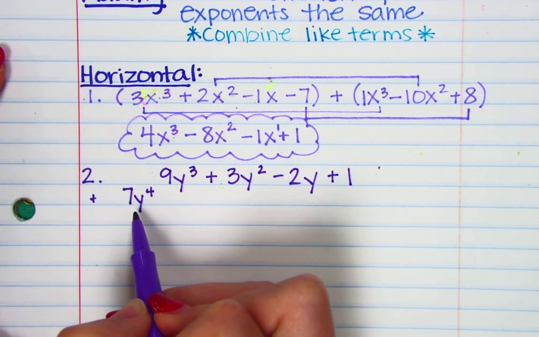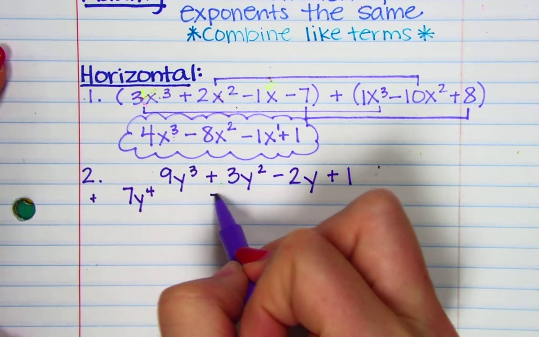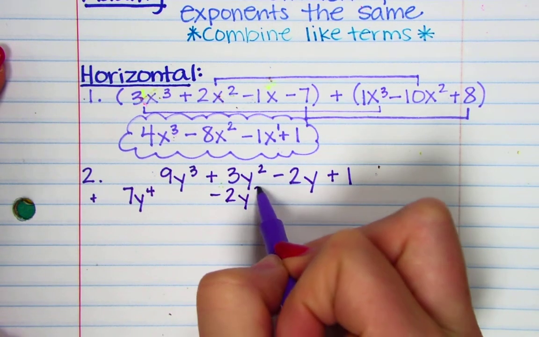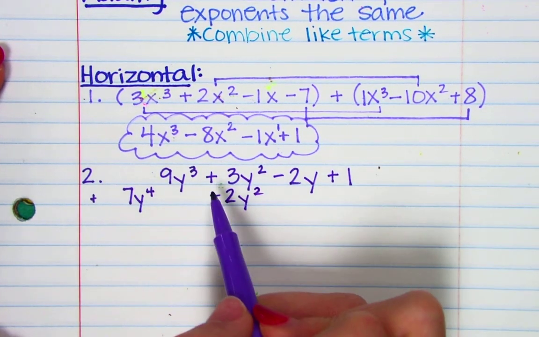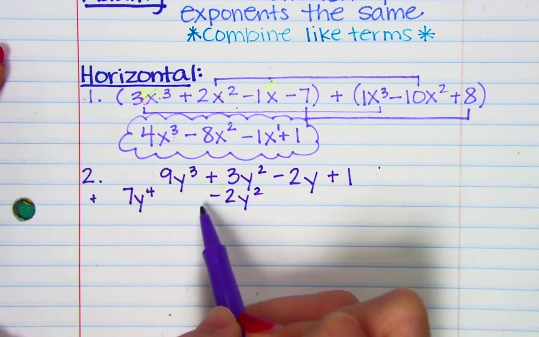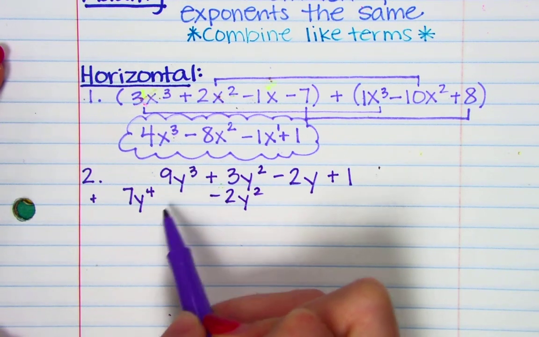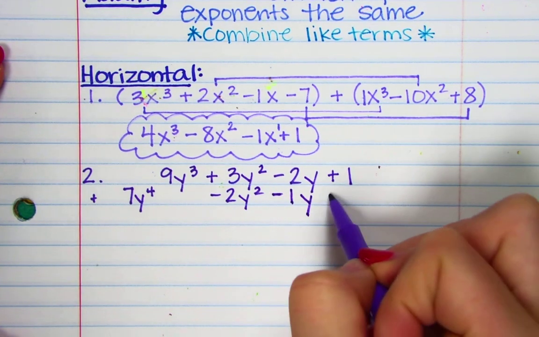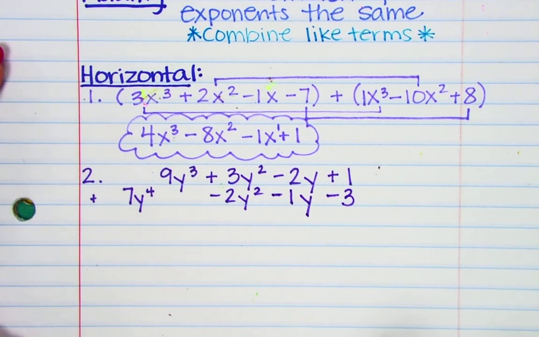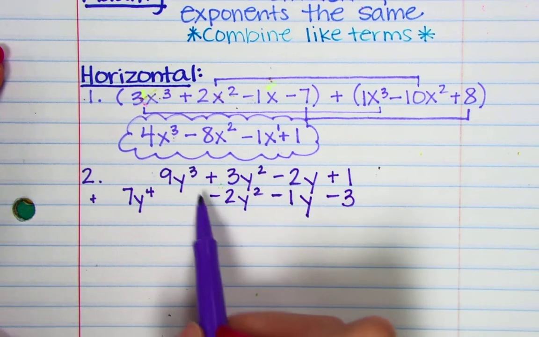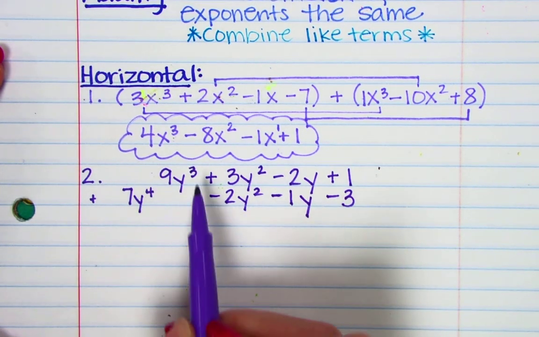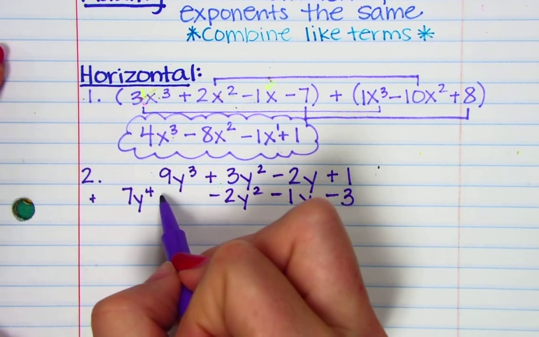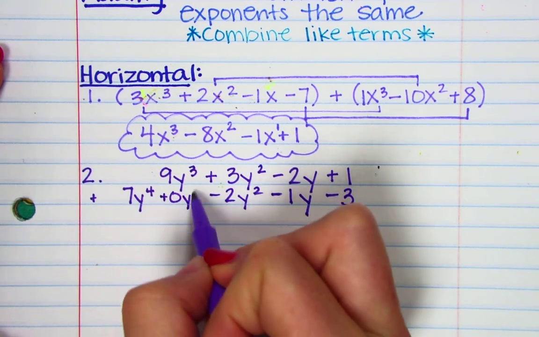Right, and then my next one is minus 2y squared. Okay, I'm going to put my minus 2y squared underneath there. Okay, I don't have a to the 3rd power in this polynomial. Okay, then I've got minus 1y, and I've got minus 3. Okay, you can just line them up like this and leave nothing there. Or if it makes you feel better, you can put a plus 0y cubed there.